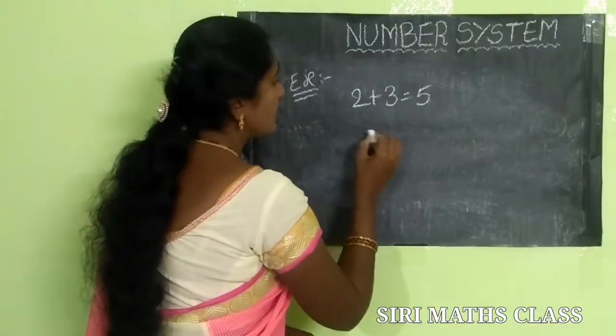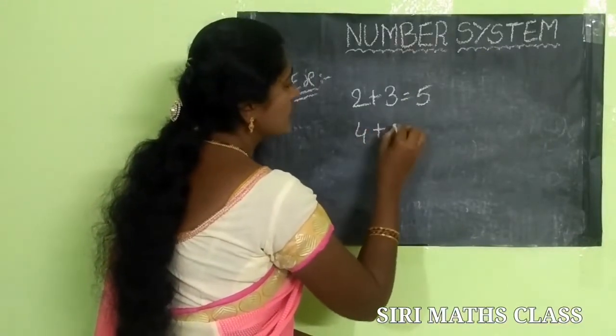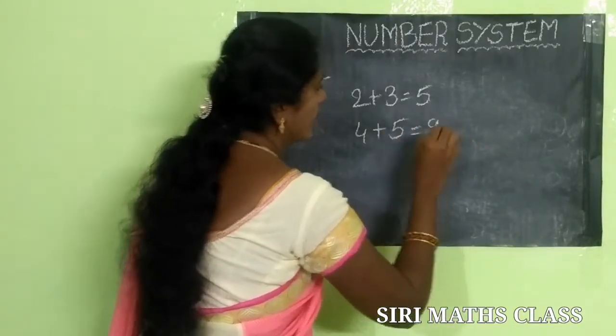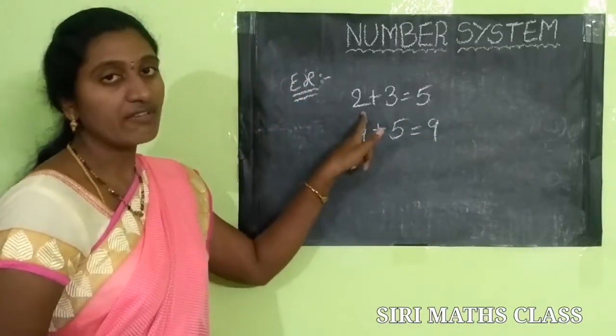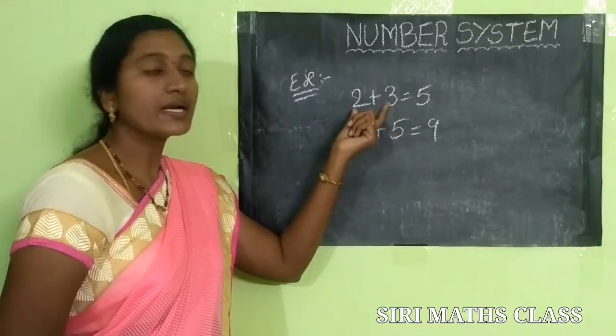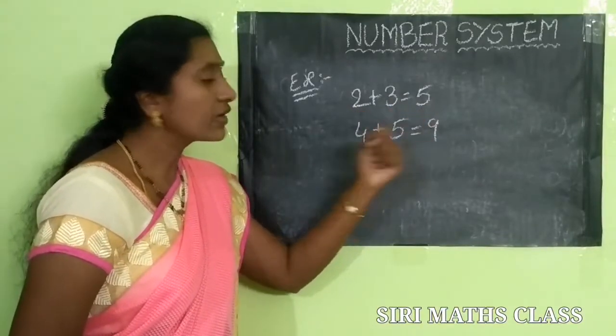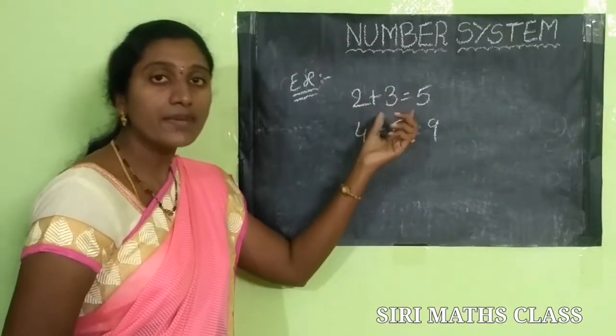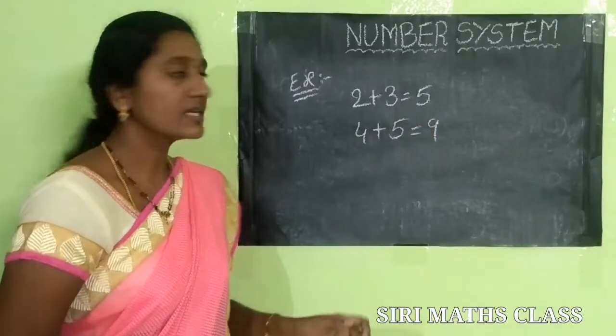Check another example: 4 plus 5, how much? 9. See here, 2 is one even number, 3 is one odd number. Adding one even number and one odd number, we get the result as an odd number only. So the sum of one even number and one odd number gives an odd number only.